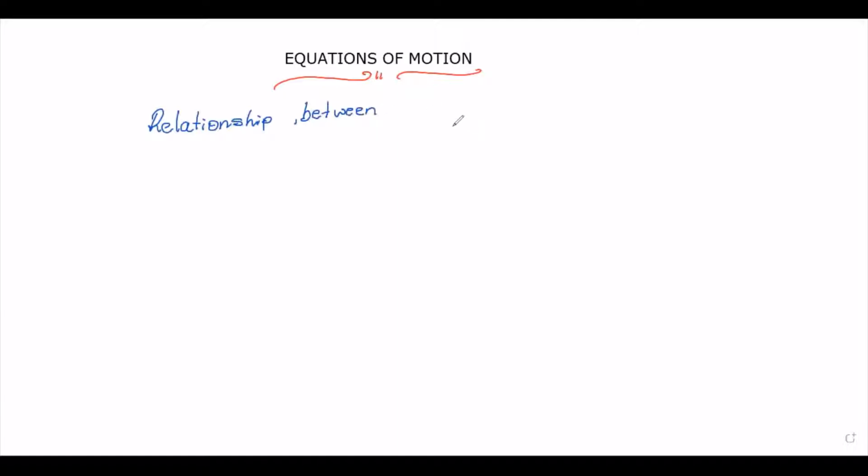a few physical quantities like acceleration, displacement or distance, which is a scalar. Displacement is a vector. Velocity as well.